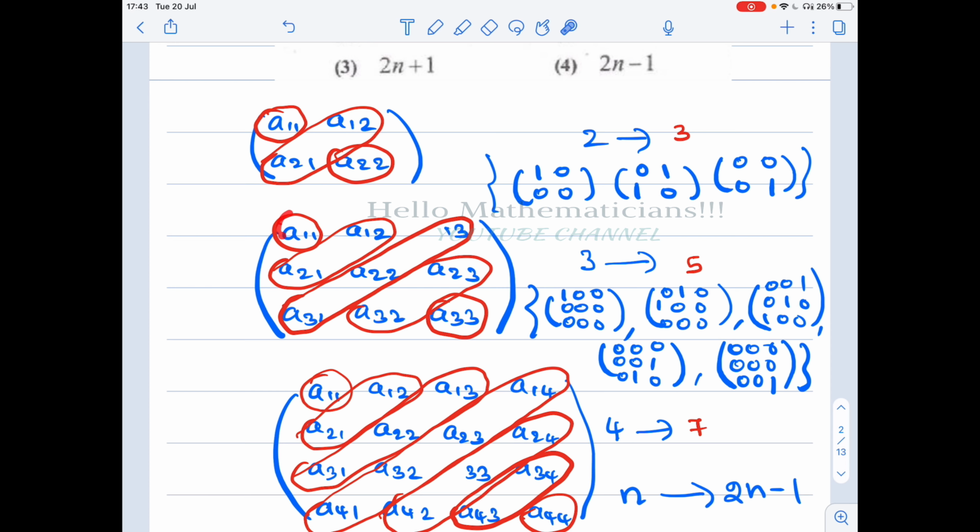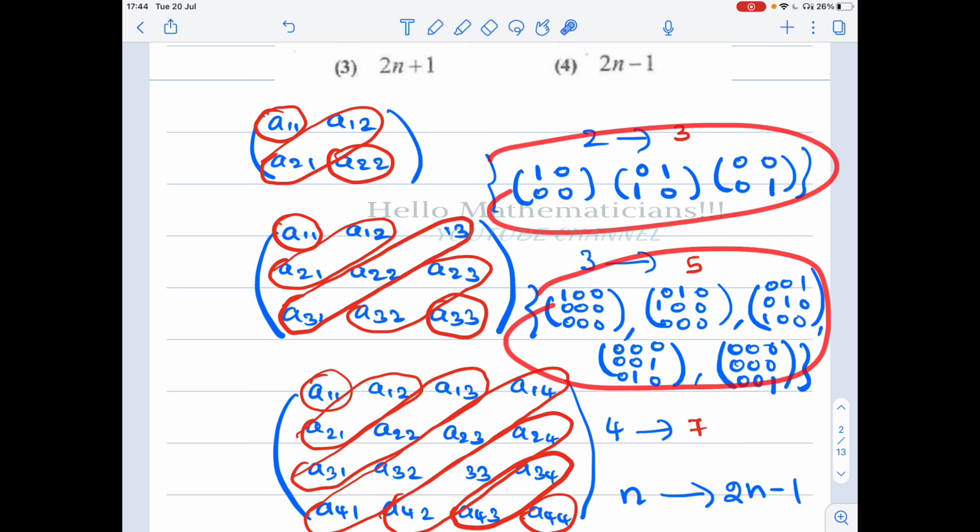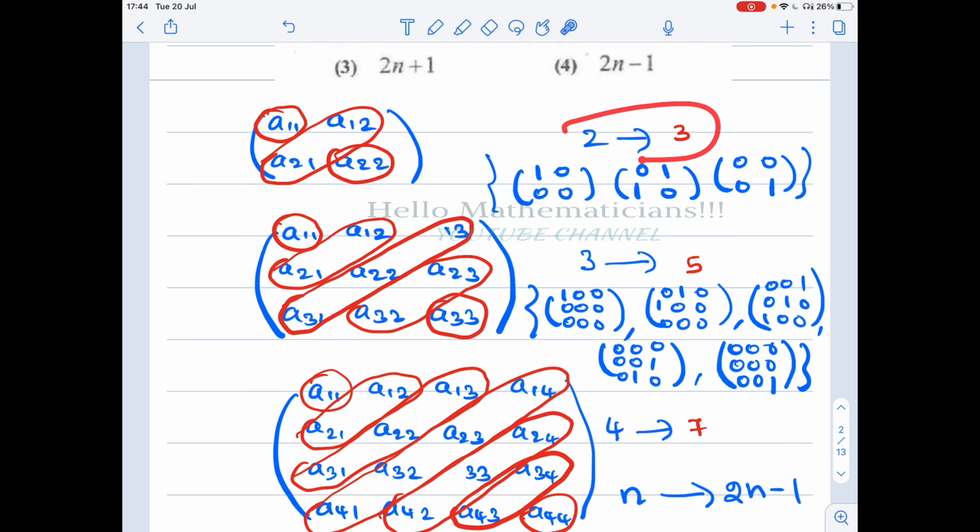So this is an independent position, this is an independent position, this position is dependent on this position, this is an independent position, this position is dependent on this position, again this position is also dependent on this position. So again this is an independent position, this position is dependent on this position, this is an independent position. So you get dimension 1 2 3 4 5. Again like here you can find a basis similarly. Okay, so for 2 the dimension is 3, for 3 the dimension is 5.